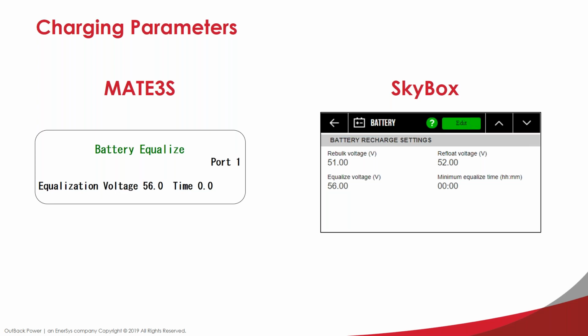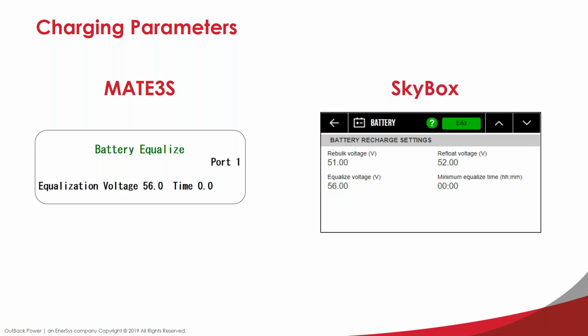So hopefully that never happens, but just in case, second set of protection, set your equalization voltage to your absorb voltage and make sure that your timing is 0. On the Mate, it's just right next to it. And then again, on Skybox, it's also just to the right of that.